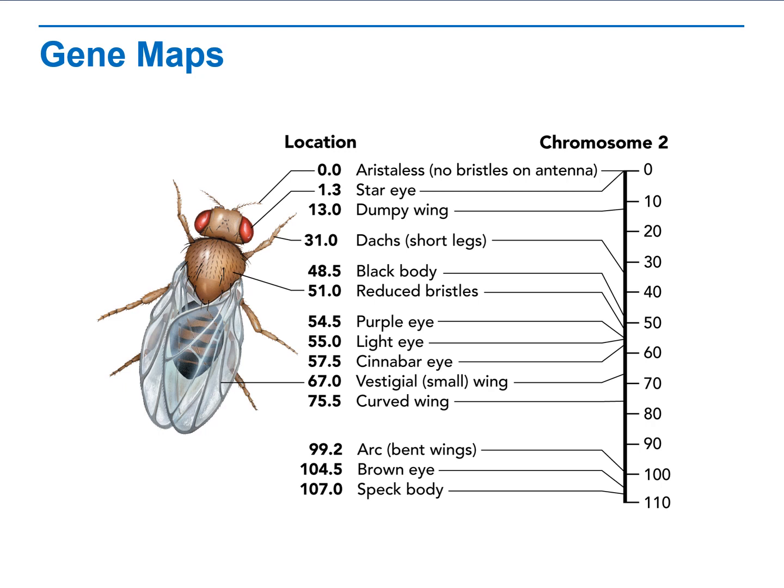If you pick a defect here, like let's look at purple eye, find the purple eye defect on this gene map. So this gene map shows that the purple eye gene is located at 54.5. That indicates a certain position on the chromosome, on chromosome 2.